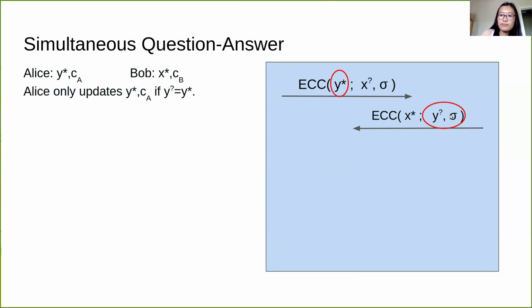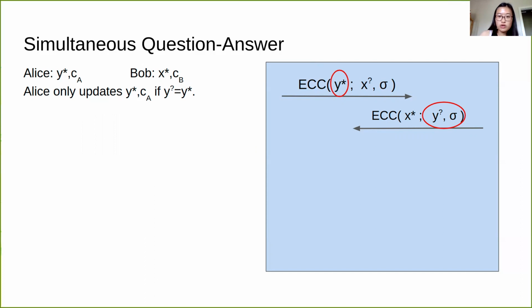So Bob will answer whatever question he thinks he has just received. It may or may not be Y star, but if it is, then obviously Alice should update according to that instruction. But if it's not, then there's no reason for Alice to update because she knows there are corruptions, and this instruction sigma makes no sense. So we're going to say that Alice only updates her guess and her counter if the question that Bob is answering is actually equal to her question.